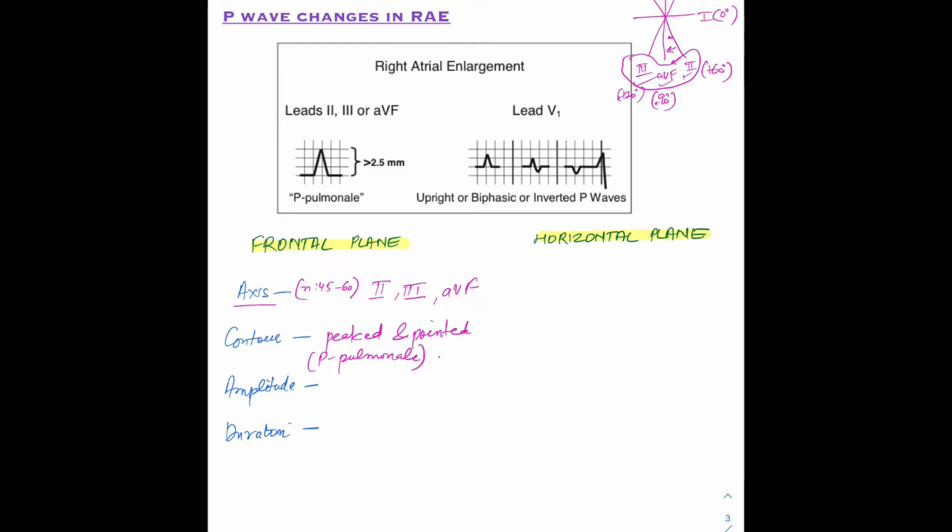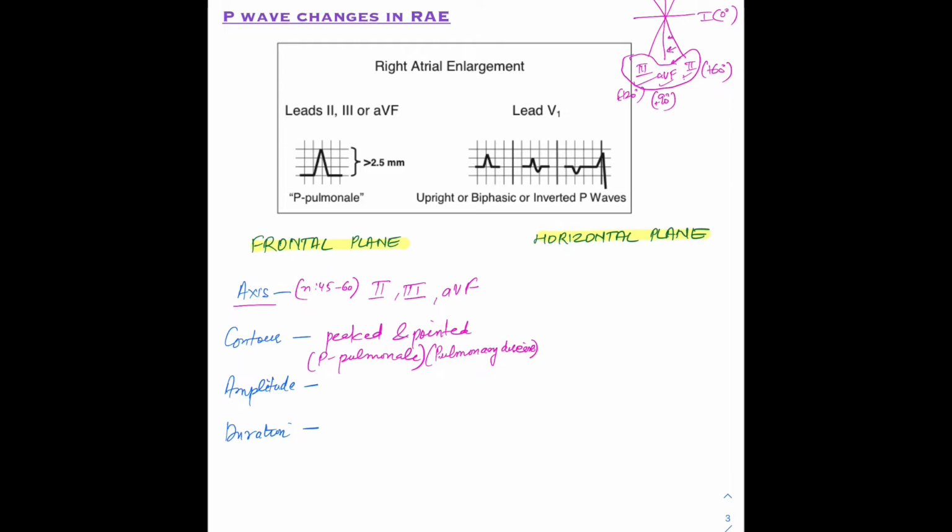Now, why do you think the change is called P pulmonale? It's because right atrial enlargement is frequently caused by pulmonary disease. So the reason we call it P pulmonale is that most cases of right atrial enlargement are due to the presence of a pulmonary disease. It doesn't mean that 100% of the time, whenever you get right atrial enlargement, it is because of pulmonary disease. There could be other reasons as well, but most of the time it's because of pulmonary disease. Hence, we call it P pulmonale.